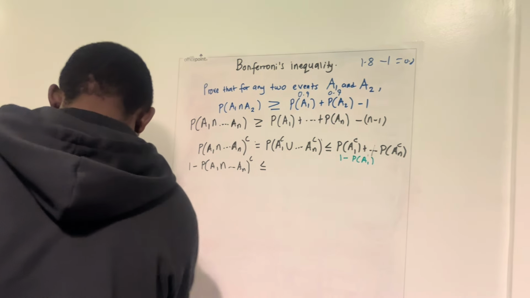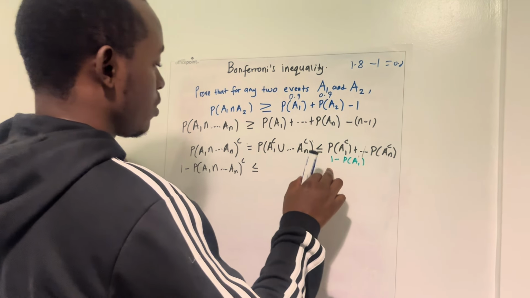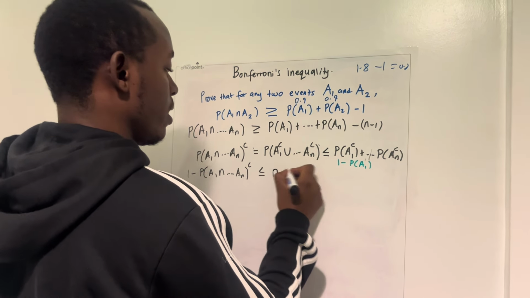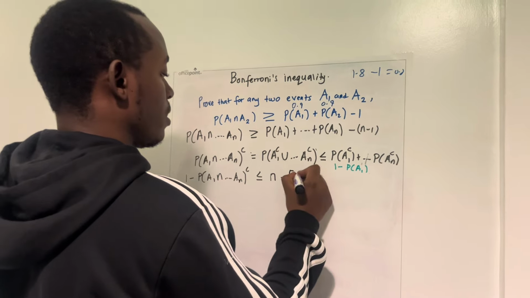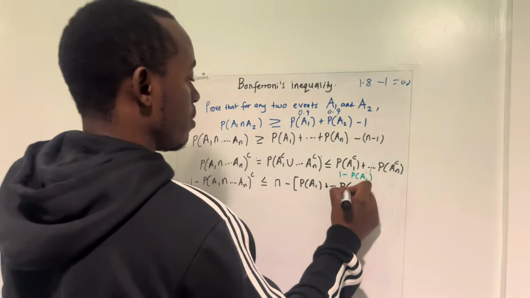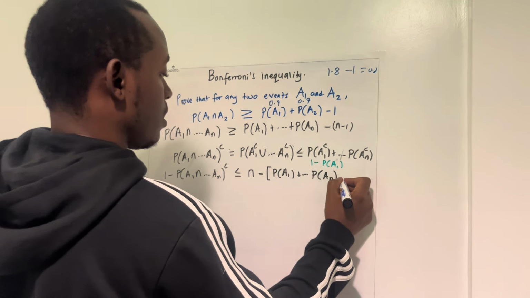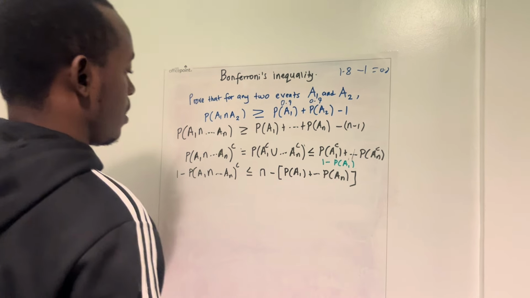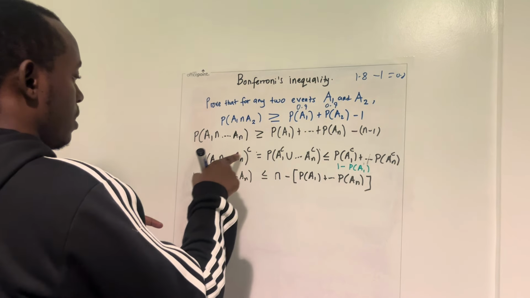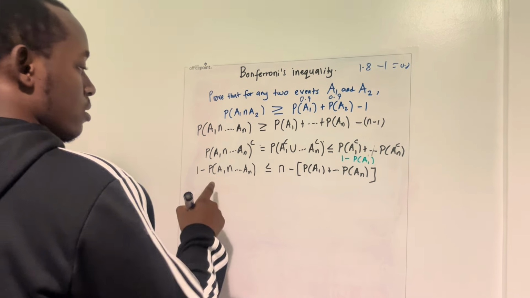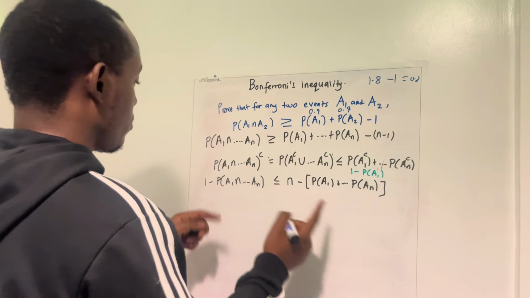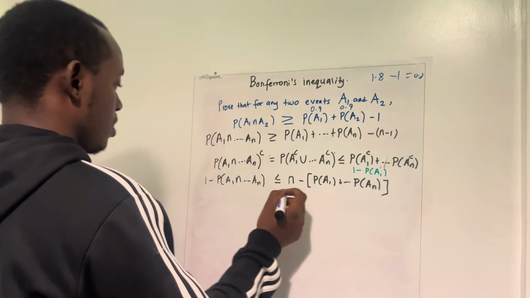Each of these is going to occur n times. So I'm going to have an n minus the probability of A1 plus ... plus the probability of An. Actually, this was 1 minus the probability of that complement. So the next thing I'm going to do is multiply through by -1.